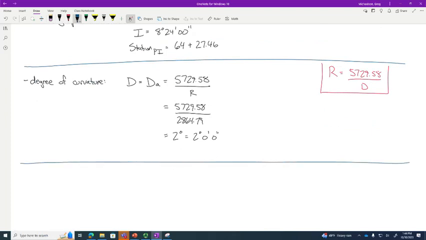Let's do something that's a little more challenging. Let's do the PC and the PT stations. Now, I propose that in order to compute that, we've got the station of the PI, right? We're going to need the station of the PI minus T and the station of the PC plus L. So we're going to need T and L, okay? How do we compute T? Radius times tangent, 1/2.